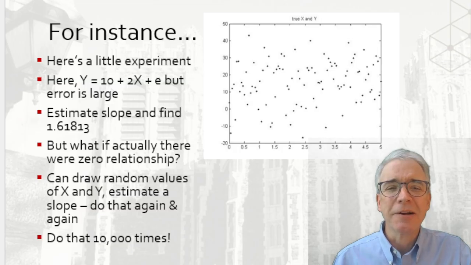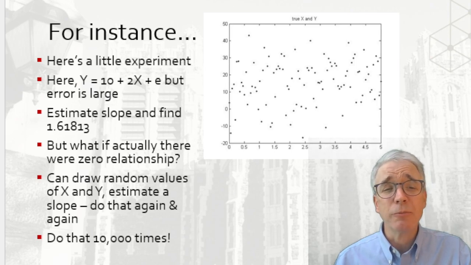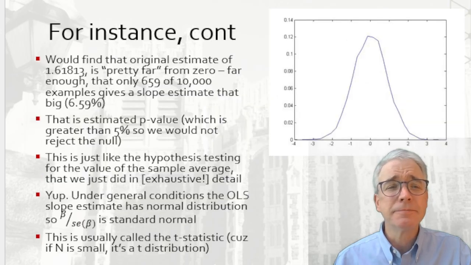Okay, how do I guard against being fooled? What if actually there was zero correlation? What if the true value of beta 1 were 0? I could still randomly get some y values that would look like a slope. I estimate the slope on those genuinely uncorrelated values. I do that 10,000 times just to see what kind of results I get.